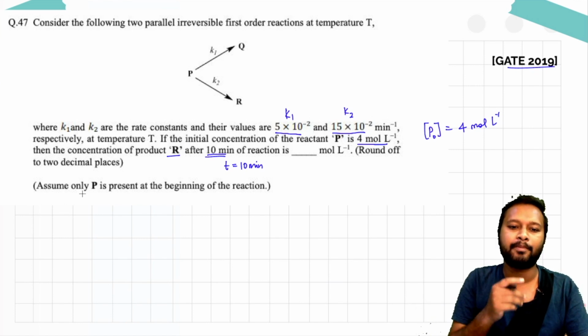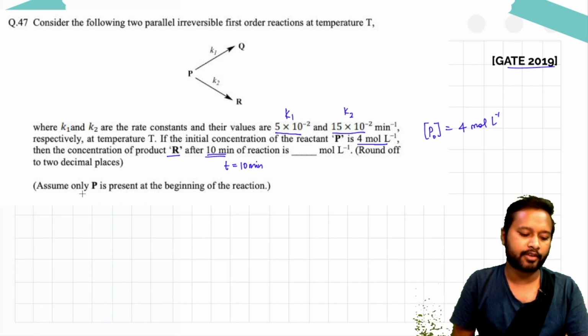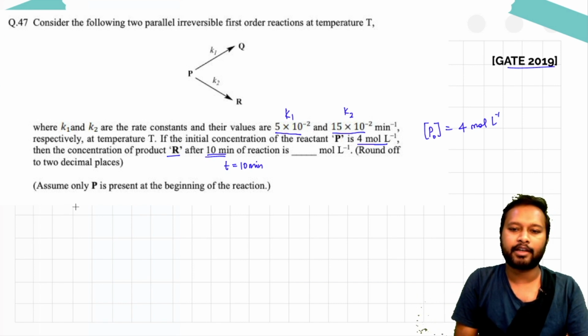It says assume only P is present at the beginning of the reaction. So how to do this? Basically all the values are given to you, you just have to directly apply the formula. So if you know the formula, you can directly do that.